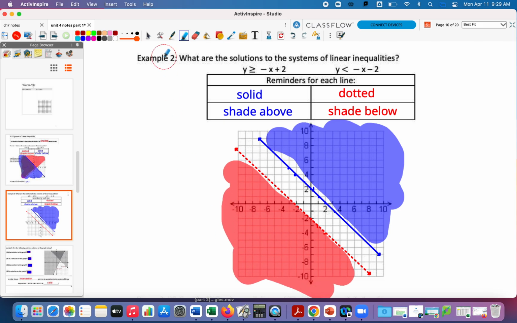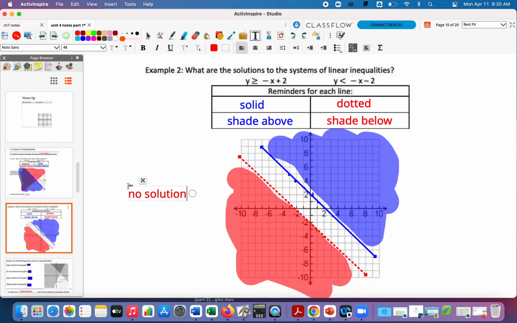So this is kind of a unique situation. Often you would shade in between, and that would be our answer set. But here we're shading everything above and everything below. They don't overlap anywhere. So we would actually say that there's no solution, because there's nowhere that they're overlapping. There's no answers that they have in common.